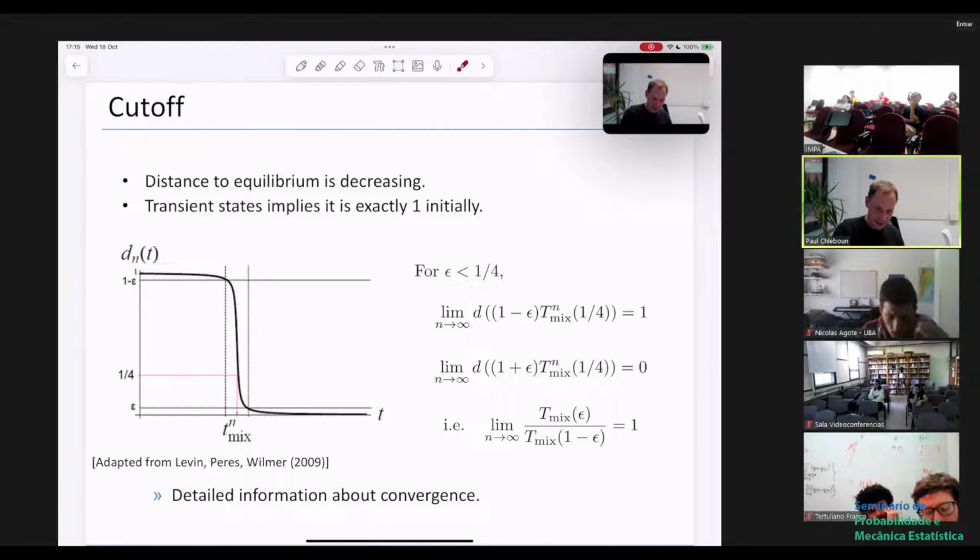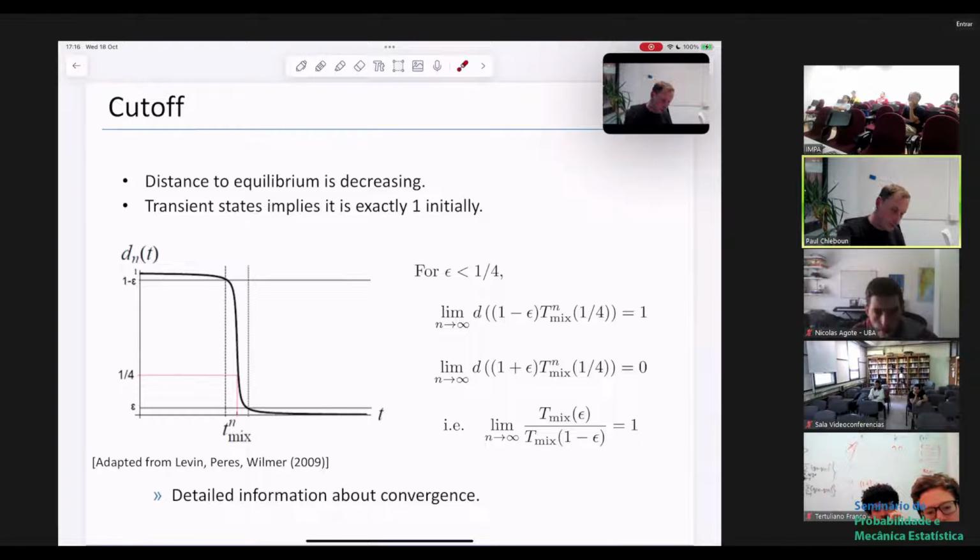Here's the picture of what it means for a model to exhibit cutoff: it means that the limit, as we look at larger and larger systems, of the ratio of the mixing time at epsilon and 1 minus epsilon is 1. That is, to leading order, the mixing time is independent of the parameter epsilon. So if we could show cutoff, it would give us some very detailed information about how the process is converging to equilibrium.